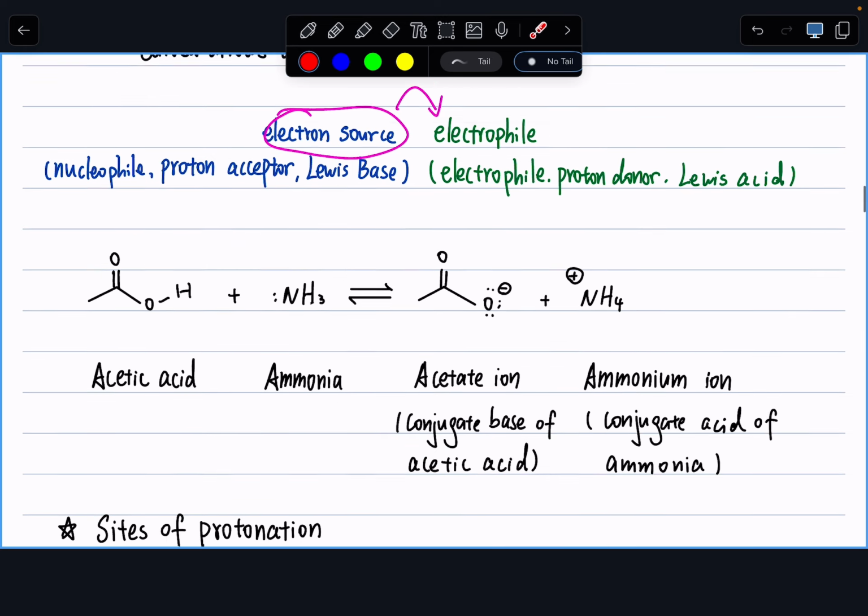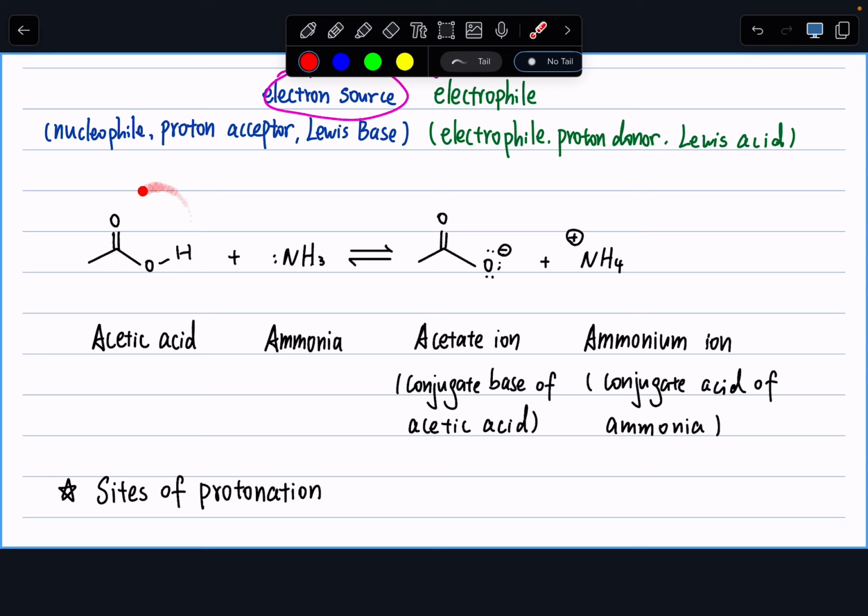So when we look at a specific example, assuming on the left-hand side we have acetic acid and then we have ammonia, right? We're forming the acetate ion, which is the conjugate base of acetic acid, and the ammonium ion, which is the conjugate acid of ammonia. We could ask you to use arrow pushing to show the movement of the electrons in this acid-base reaction. So how will that go?